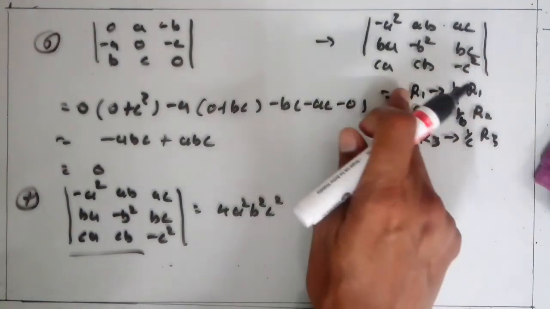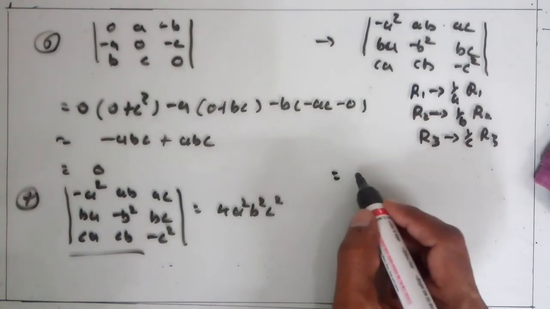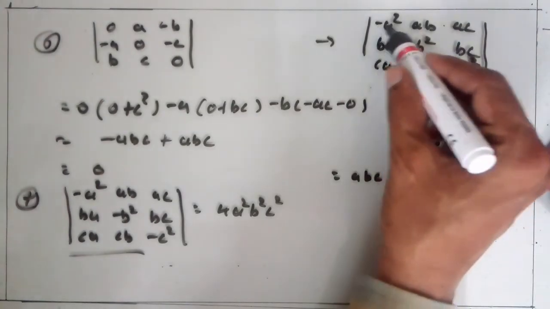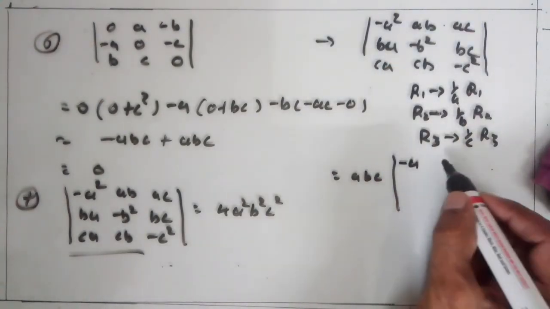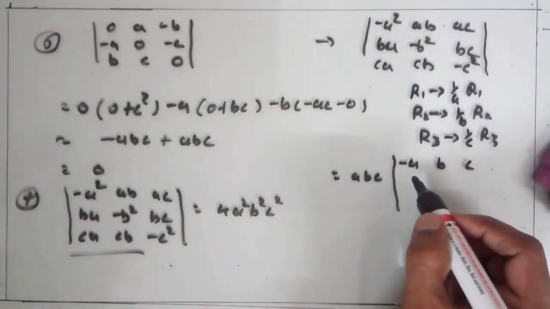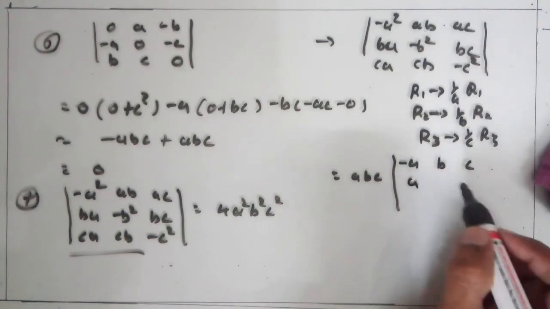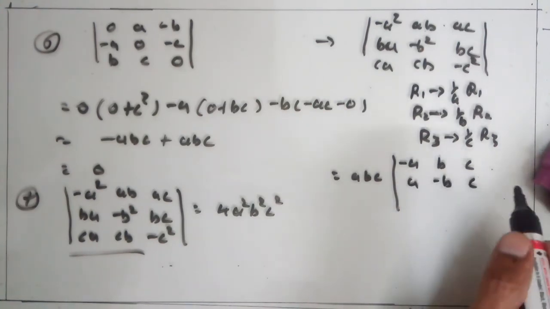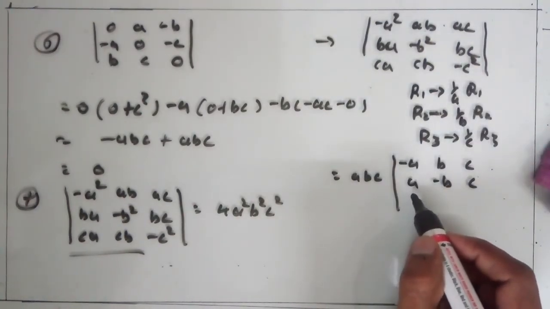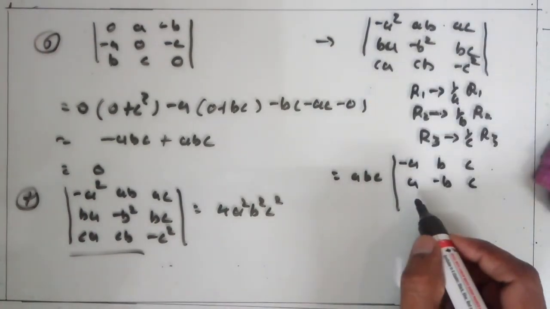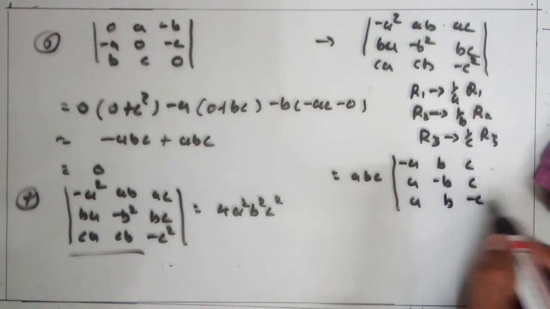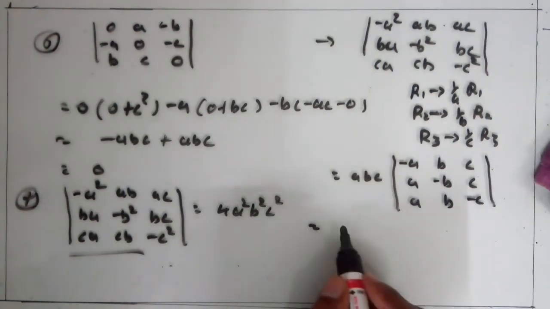So here we get A, B, C into the determinant. Dividing the first row by A, here we get minus A, B, C. Dividing the second row by B, we get A, minus B and C. Dividing the third row by C, we get A, then B, then minus C. Clear?